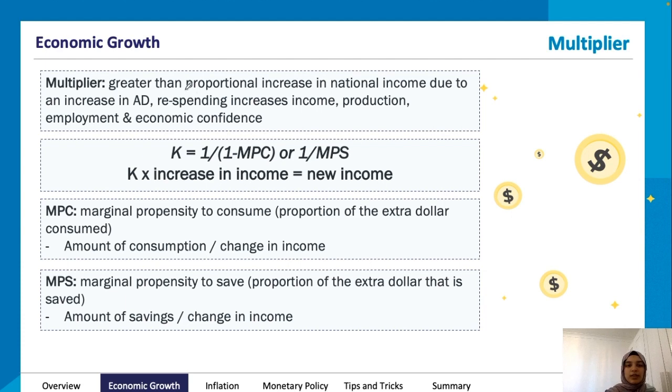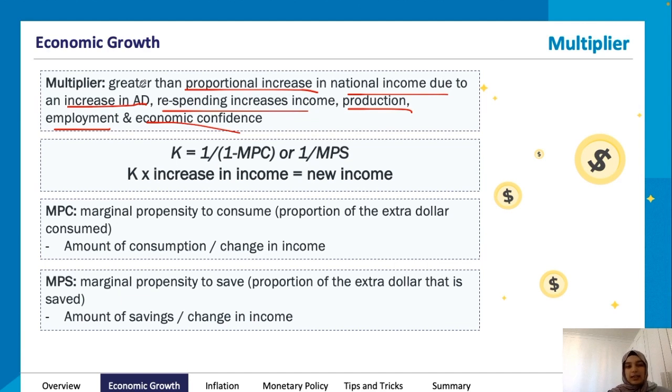So the multiplier is the greater than proportional increase in national income due to the increase in aggregate demand. So basically we've got respending, and respending increases income, production, employment, and economic confidence. So this idea that we've got the increase in AD and that impacts everything else. It's sort of like a flow-on effect. So how do we calculate this? Well, K just means the multiplier.